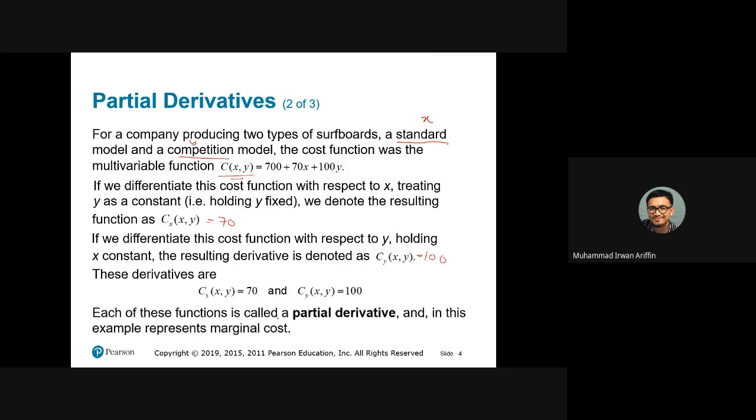This is what we term a partial derivative, because we only differentiate the function partially, with respect to one variable only. In this example, the partial derivatives represent the marginal cost of x and the marginal cost of y. The increase in cost when we increase output of the standard model by 1 unit is $70, and the increase in cost when we increase output of the competition model by 1 unit is $100.